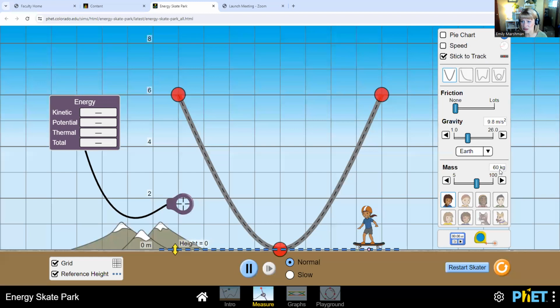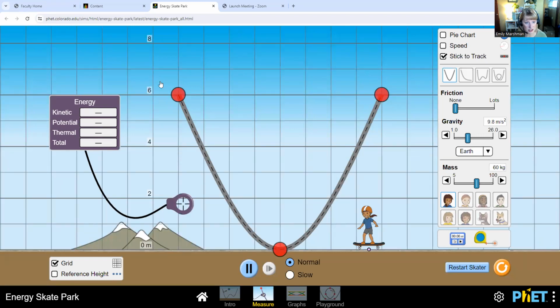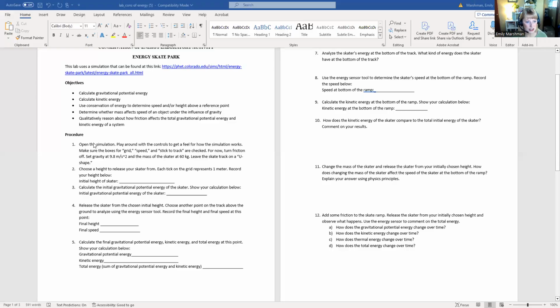If you do want to do a different mass, that's fine. Just keep the mass the same throughout the entire lab. You can also check off grid if you would like, just to help you see the heights. So, let me share the lab document. The first part is you want to choose a height to release your skater from. Then you're going to calculate the initial gravitational potential energy of the skater at that height.